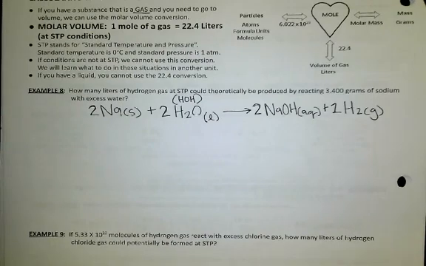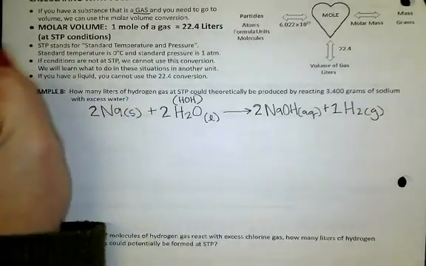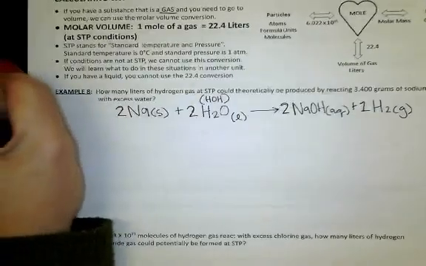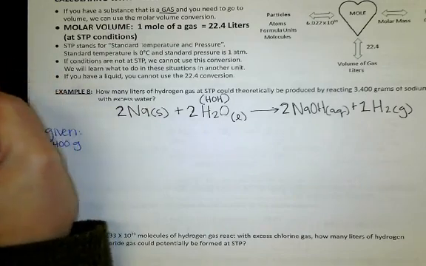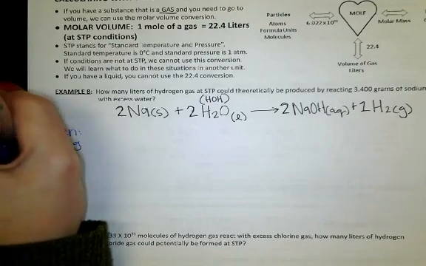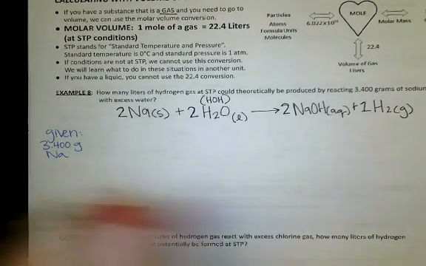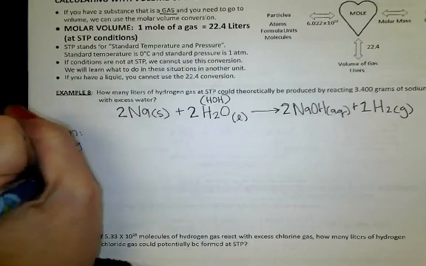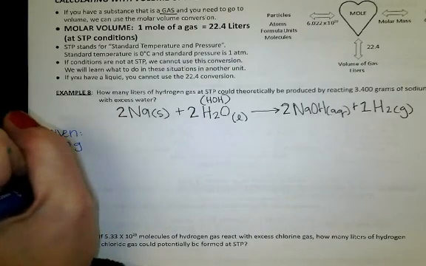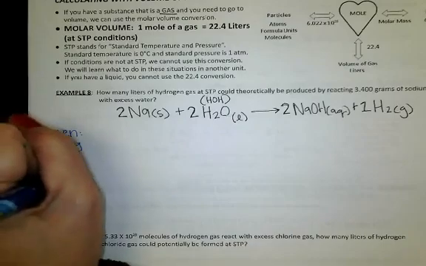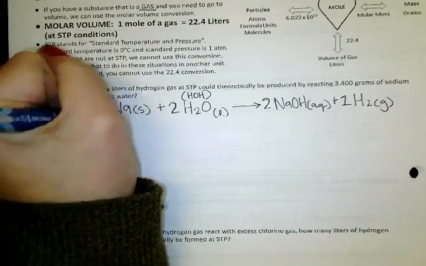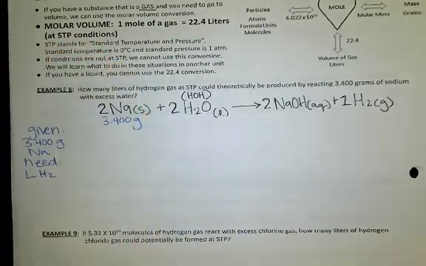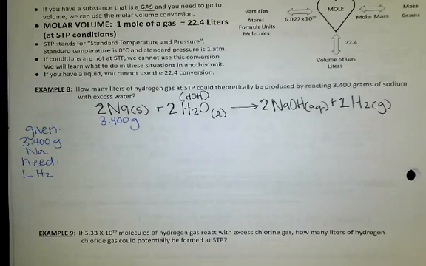Now our next step is to write our map, our conversion map. So first let's start with our given. Okay, we are given 3.400 grams of sodium. Okay, that's our given. And we need, it is asking for liters of hydrogen gas. Okay, so we're starting with 3.400 grams of sodium, and we need liters of hydrogen gas.